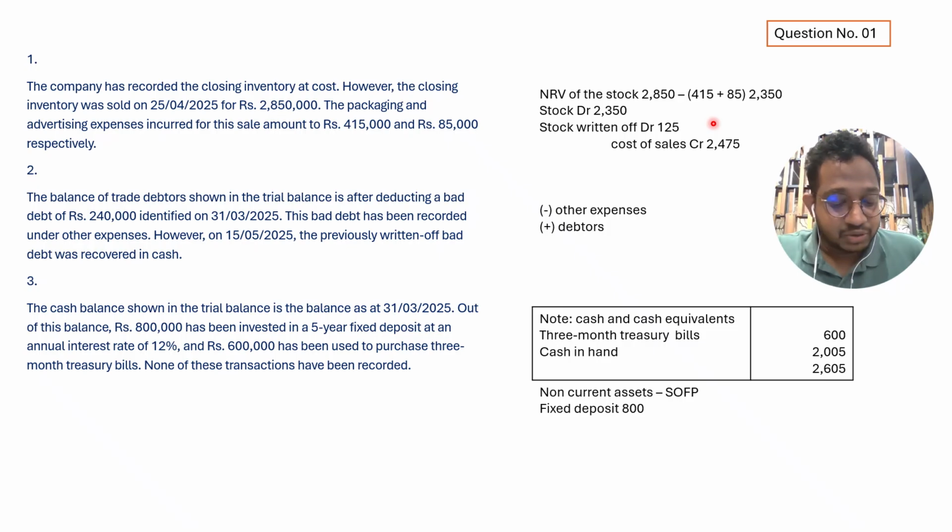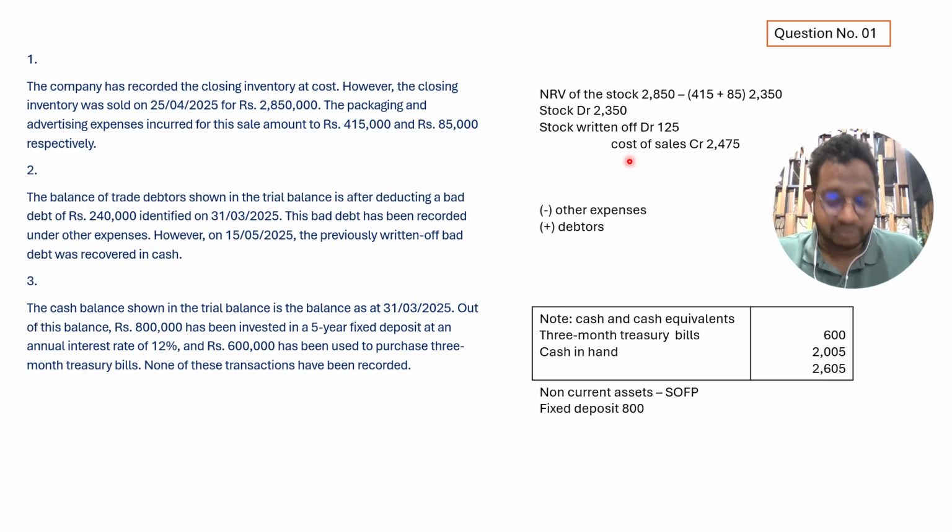2,350,000. But the closing stock at cost that appeared in the trial balance is 2,475. So the difference you have to consider as stock written off, and that stock written off expense you should record in other expenses. And here you have to measure stock at the lower value comparing NRV and cost. So here your NRV is 2,350, and in the SOFP you have to mention inventories as 2,350.